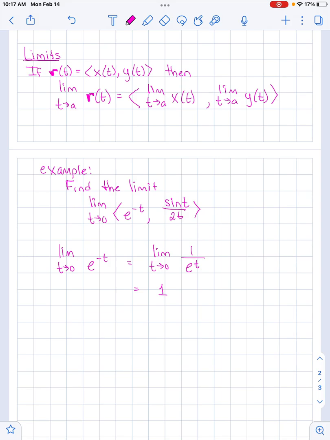Okay, e to the 0 power is 1. Anything to the 0 power is 1. 1 over 1, we get 1. Now let's look at the second part. The limit as t approaches 0, sine t over 2t.